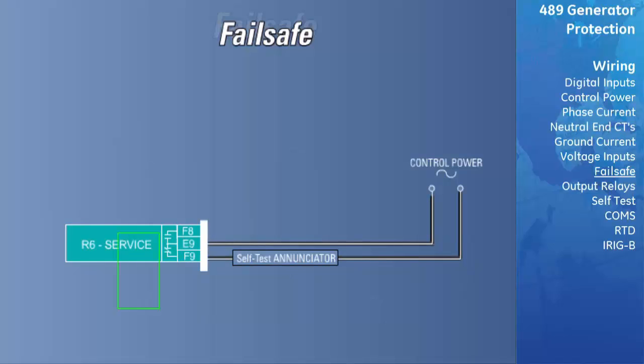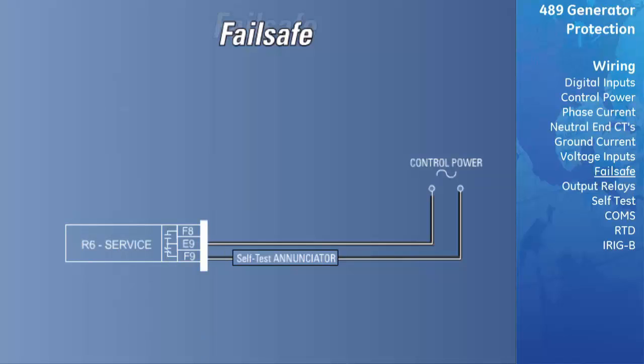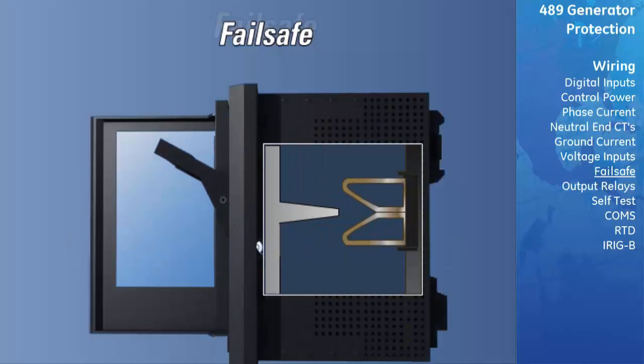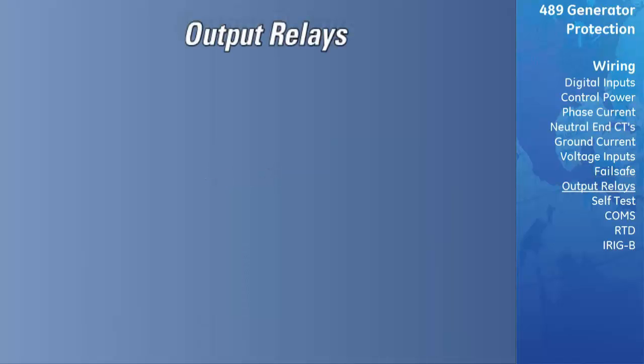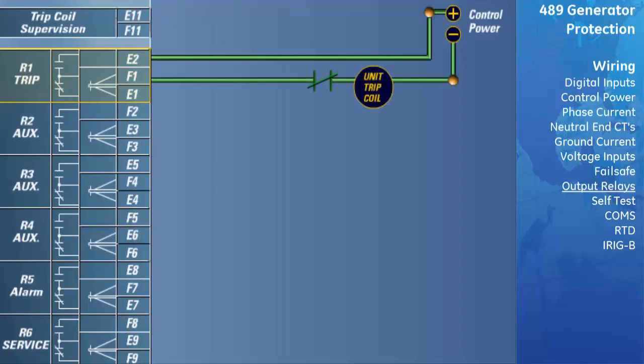It has a Form C contact output configuration and will de-energize if there is an internal failure of the relay. The other 5 relays are non-failsafe, and so they will normally be de-energized and will energize when called upon to operate. Shorting bars in the drawout case ensure that no trip or alarm occurs when the relay is drawn. Only the service relay will de-energize, indicating that the relay has been drawn out. The trip relay, R1, is intended to be used as the main trip relay. It should be wired such that the generator is taken offline when conditions warrant.